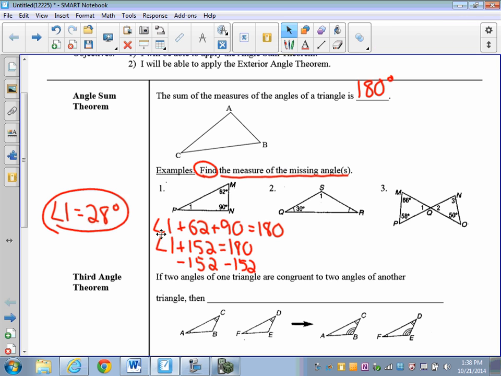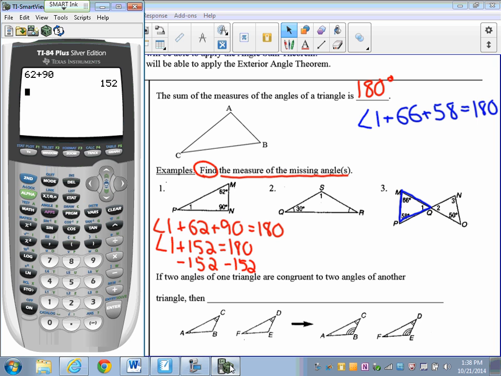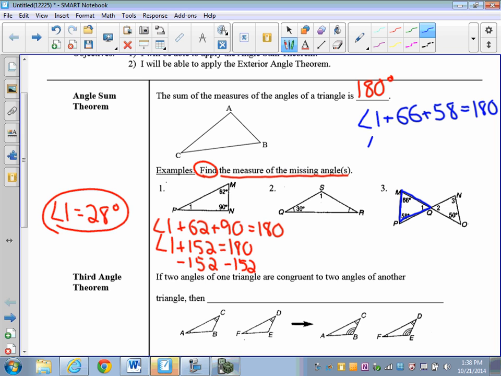I want you to try number 2 on your own. Number 3, we'll start on top of it. I have this triangle in blue, triangle MPQ. So I have angle 1 plus 66 plus 58 equals 180. Again, I just do the same thing with my calculator: 66 plus 58, I get that number, and I know I'm going to need to subtract that number. So angle 1 will equal 56.